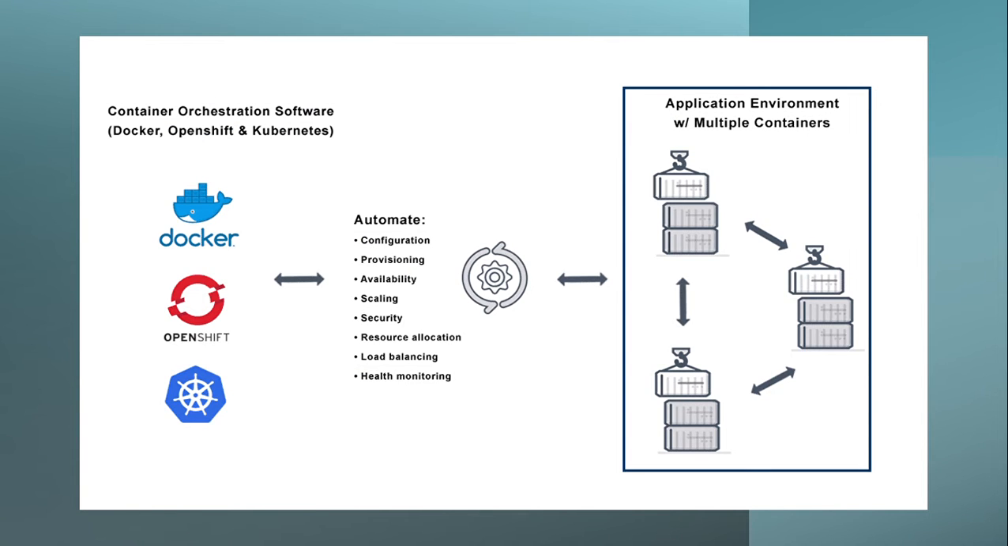So, container orchestration tools such as Docker, Openshift, or Kubernetes allow us to automate configuration changes, provisioning, availability, scaling up, scaling down, security, resource allocation, load balancing, and health monitoring. All these things, wherever we need manual intervention, can be automated.